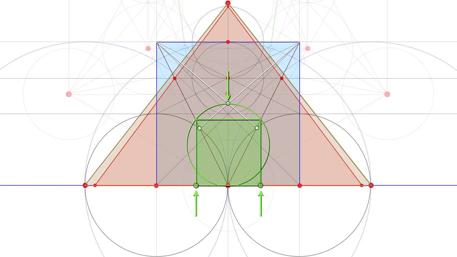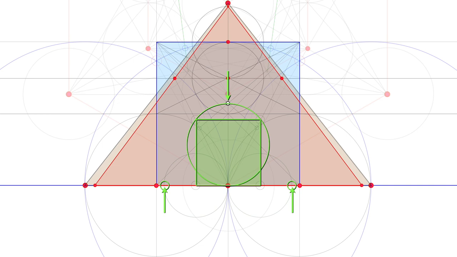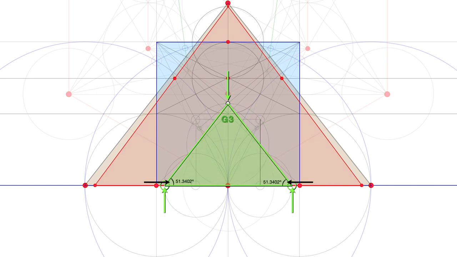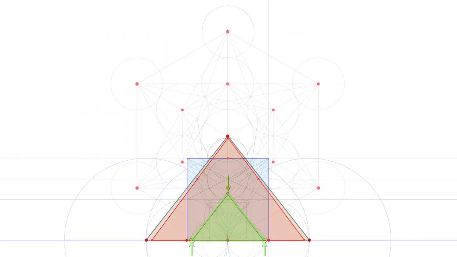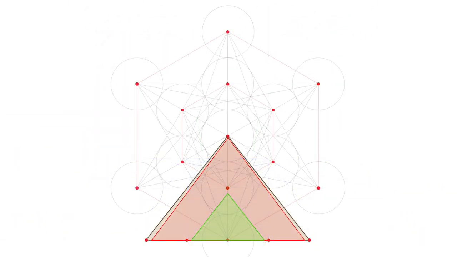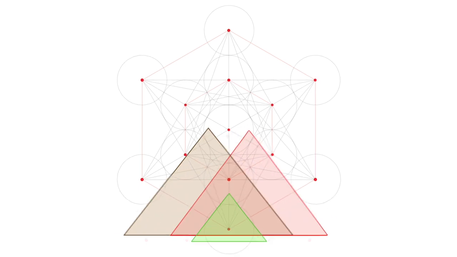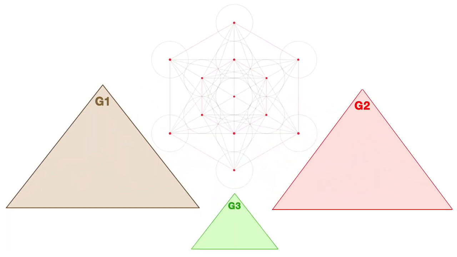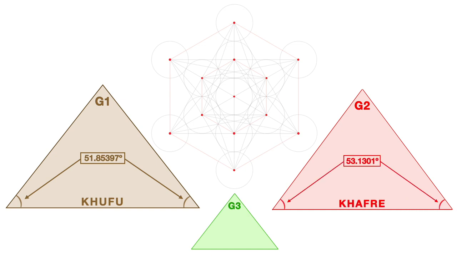All we have to do now is draw two circles whose diameters equal the base of the new green square, and where they intersect the baseline, connect to the upper point of the circle. Here she is. The perfect side slope angles reveal G3, popularly named after Pharaoh Menkaure, and again, in precise size relationship to the other two pyramids. So here they all are, G1, G2, and G3.